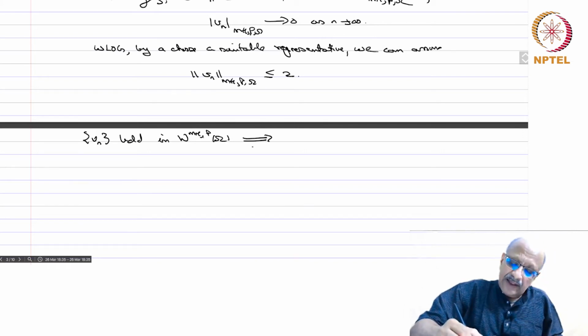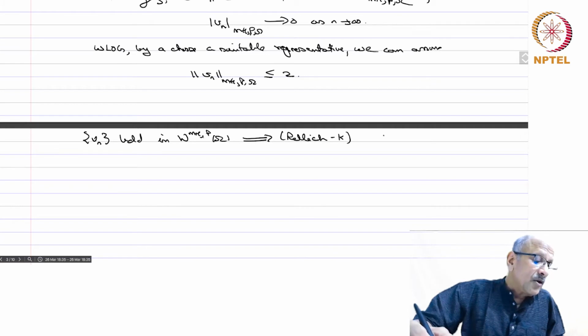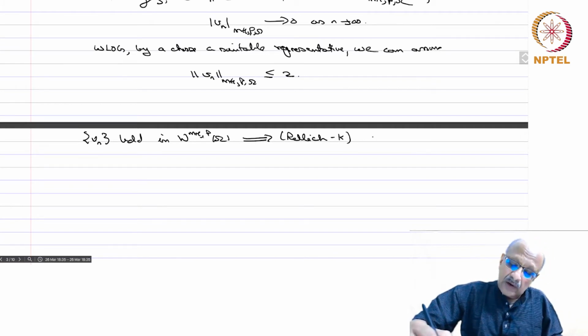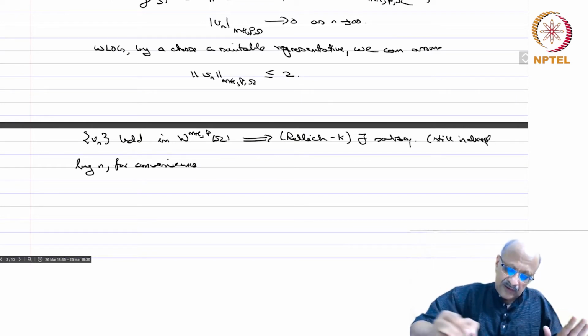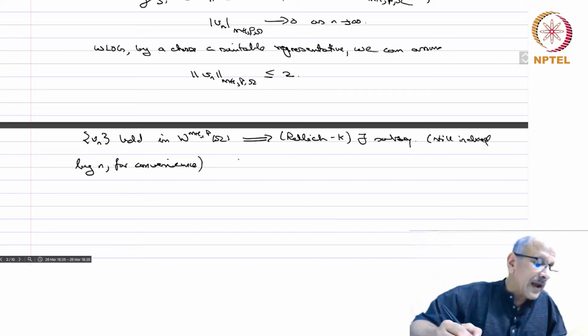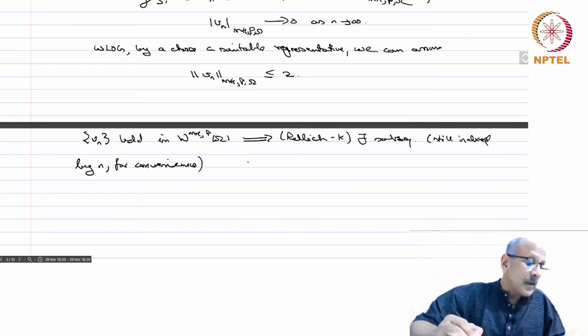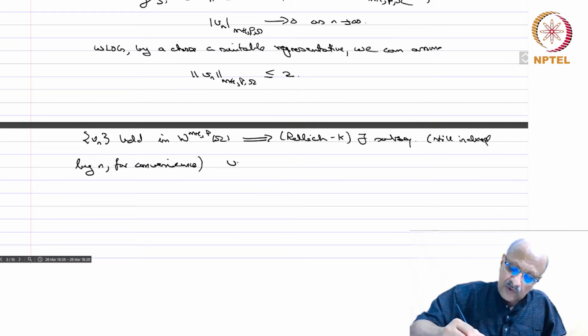and so by Rellich–Kondrachov, we will work with subsequences. There exists a subsequence, still indexed by n for convenience, because I will work with that subsequence, so I don't want the original sequence anymore, so there's no need to write n_k and all that. Okay, so a bounded sequence has a convergent subsequence, so v_n converges to v in W^{m,p}(Ω).